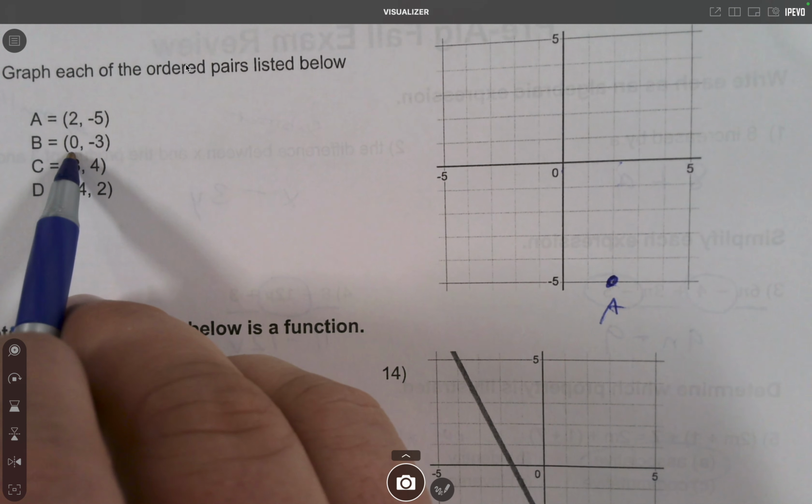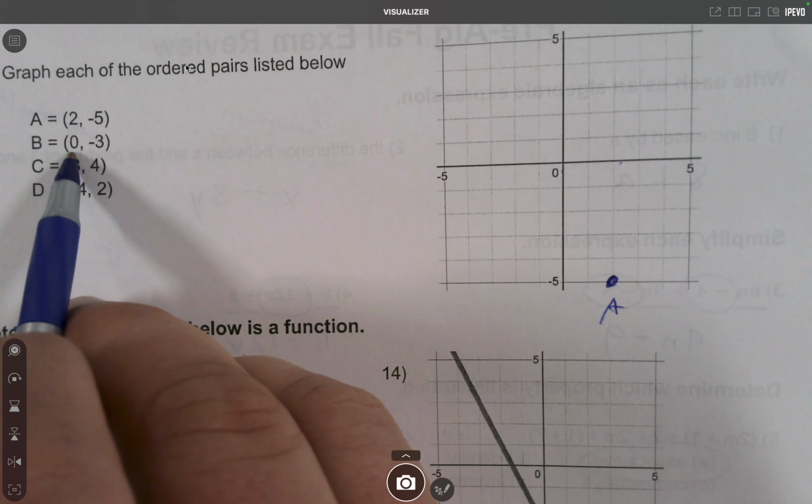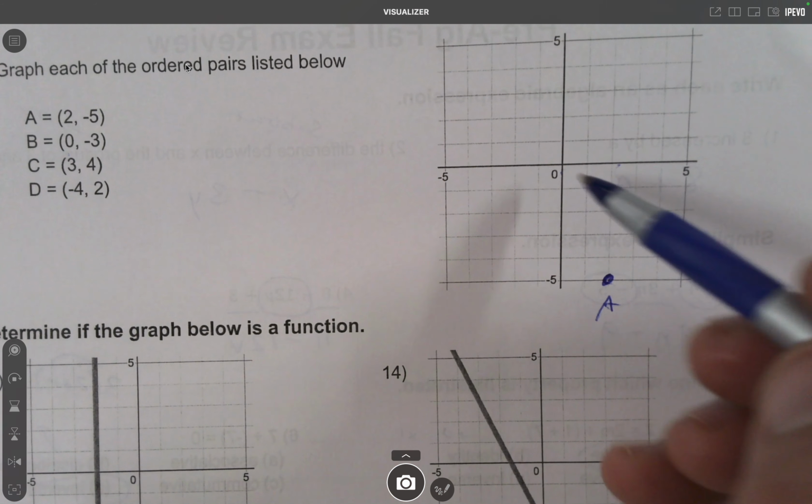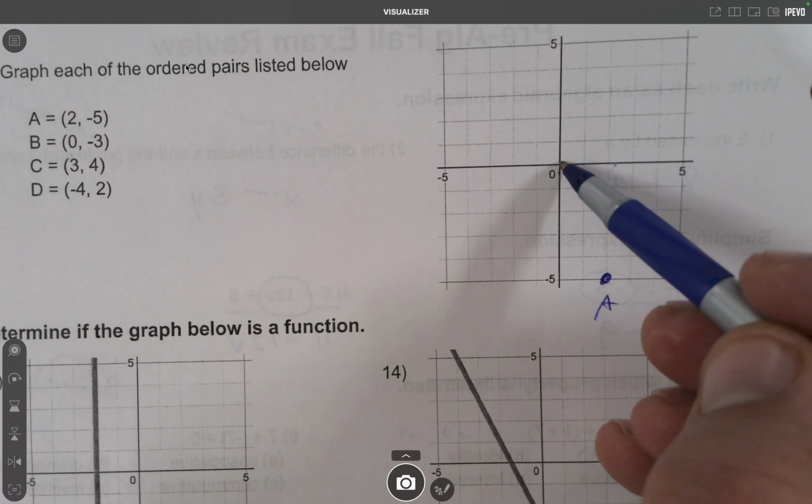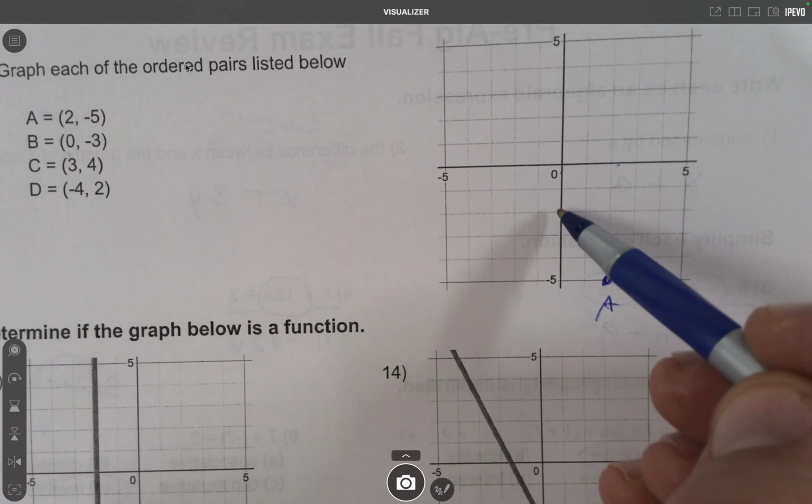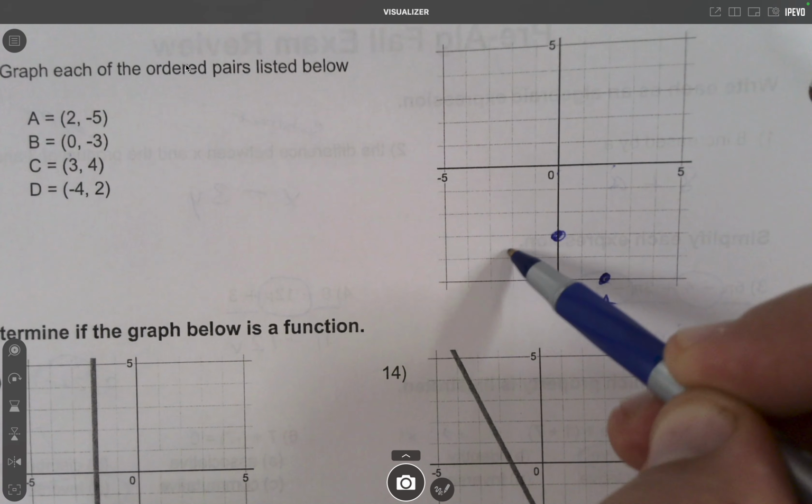B says 0, so I don't go left or right at all, but I do go down 3. So the origin, I don't go left or right, I just stay where I am, and go down 1, 2, 3. That's B.